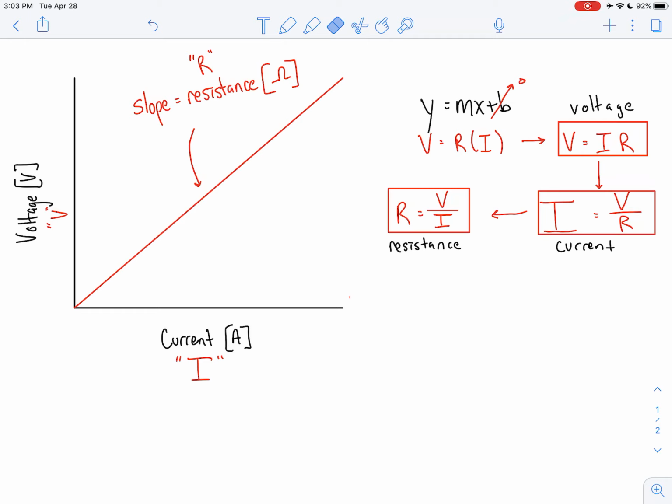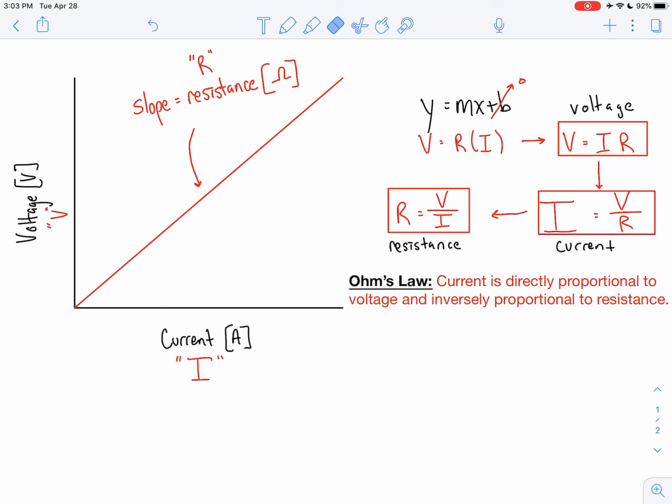And this more generally is the relationship demonstrated by Ohm's law, which is summarized by focusing on the equation for current. The fact is that current is directly proportional to voltage, so as voltage goes up, the current goes up, and inversely proportional to resistance. So as the resistance goes up, the current goes down.